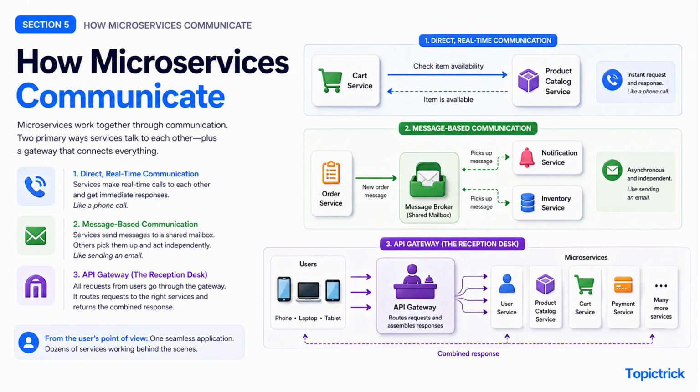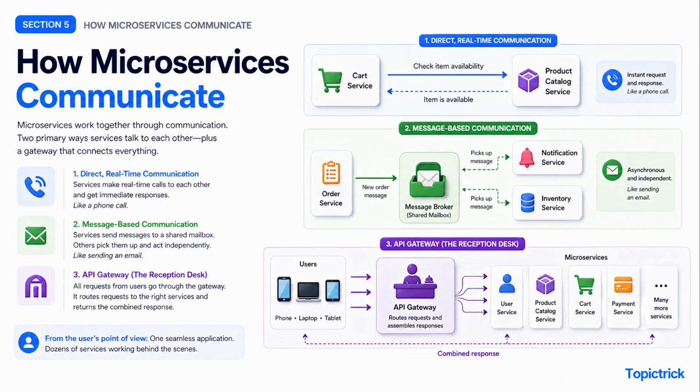The second is a message-based approach. Instead of waiting for an immediate reply, a service sends a message to a shared mailbox, and other services pick up that message when they are ready. For example, when an order is placed, the order service drops a message into the mailbox saying a new order has arrived. The notification service picks that up and sends the customer a confirmation. The inventory service picks it up and updates the stock levels. Both happen independently, without either service needing to be directly connected to the order service. Think of it like sending an email. You send it, and the recipients respond in their own time.